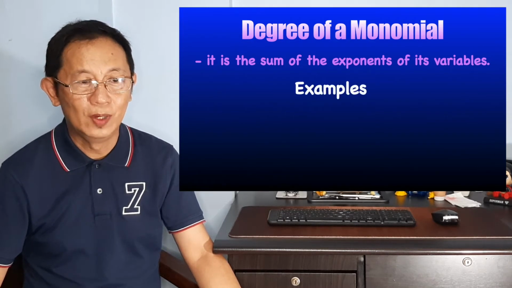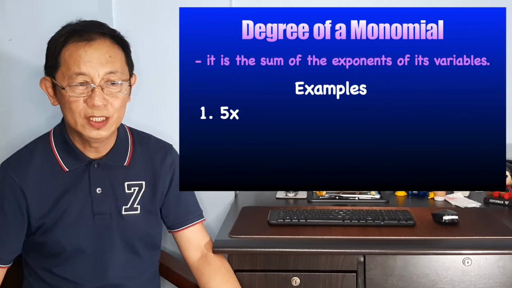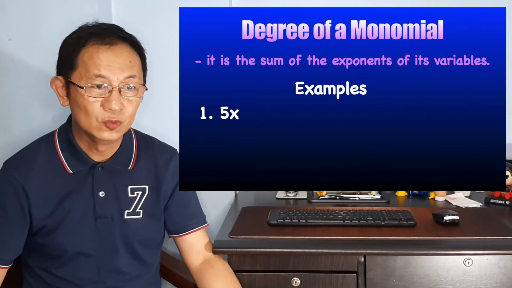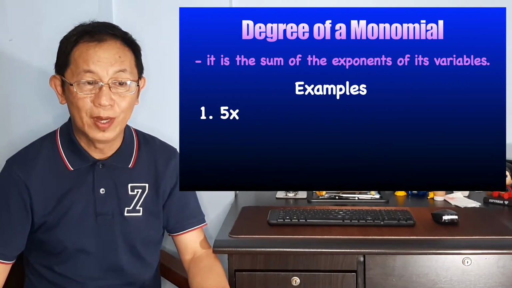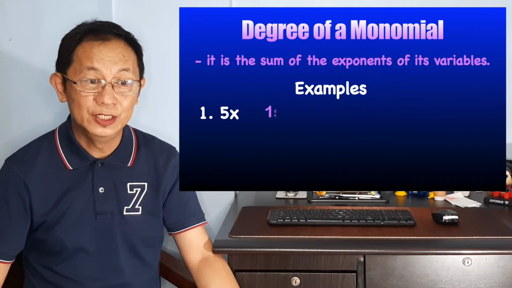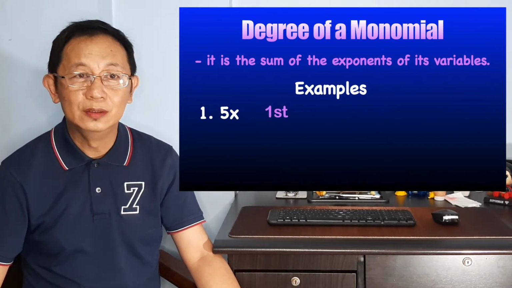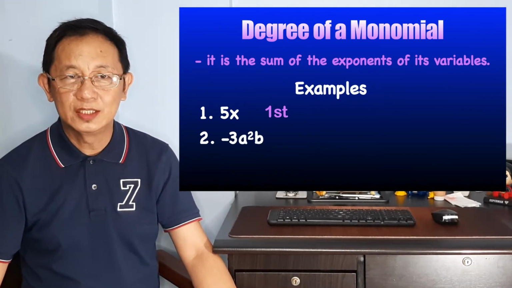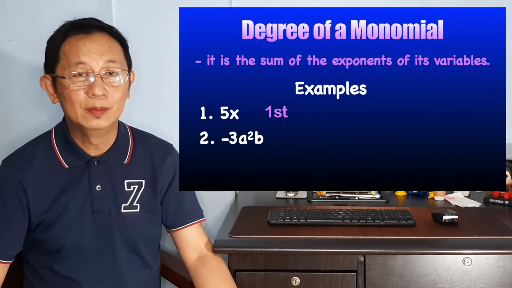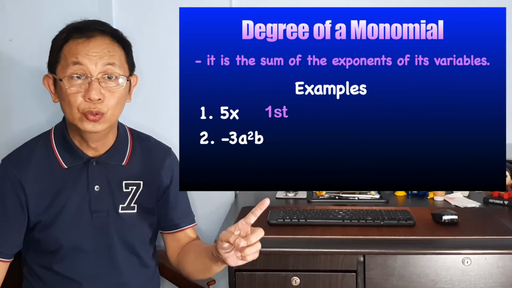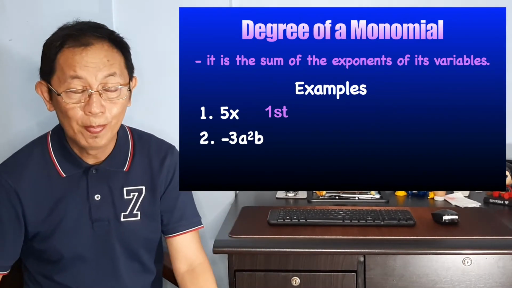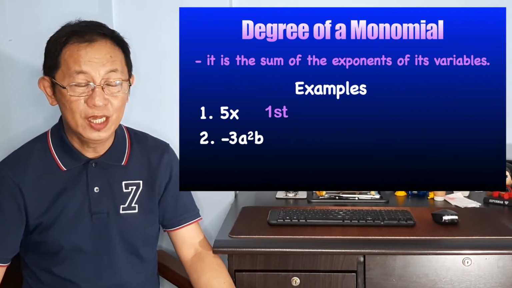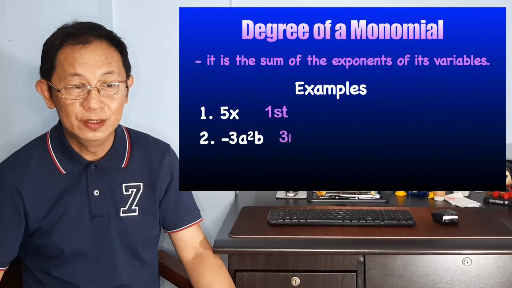Examples. Number 1, 5x. So, what is the degree of 5x? Ano bang exponent ng x? 1. Meron siyang invisible 1. So, 5x is in the first degree. Second, negative 3a squared b. So, what is the sum of the exponents of the variables? 2. Yung a is 2. Yung b is 1. Merong invisible 1. So, 2 plus 1 is 3. Therefore, this monomial, negative 3a squared b, is in the third degree.